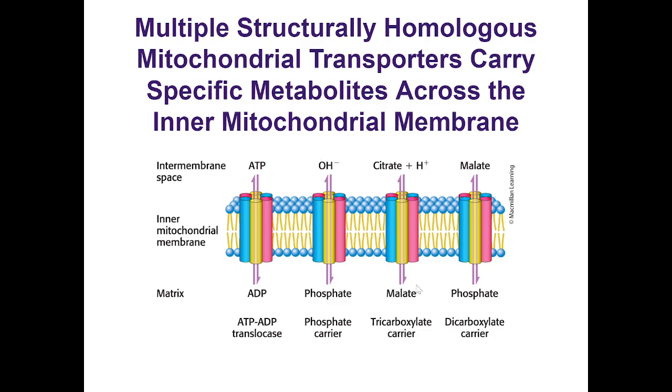This one right here is going to be the tricarboxylate carrier. This is going to be exchanging the citrate and an H+ for your malate. I'm sorry. We're going to be dumping the citrate and H+ into the intermembrane space, and getting the malate in the matrix. This is going to be the dicarboxylate carrier. This is going to be taking the malate into the intermembrane space and exchanging it for phosphate in the matrix.